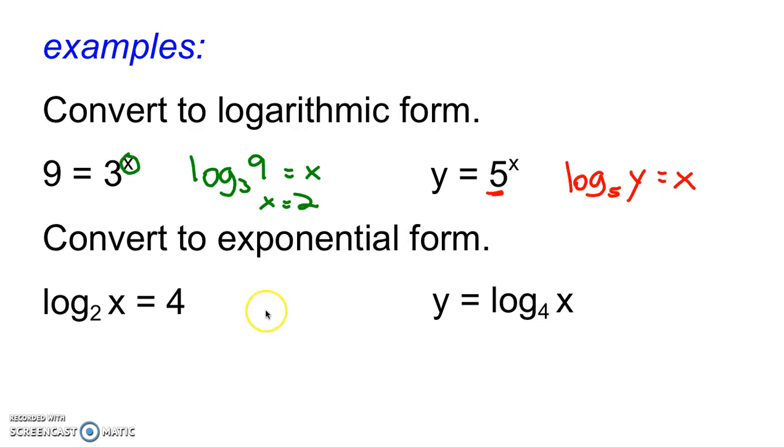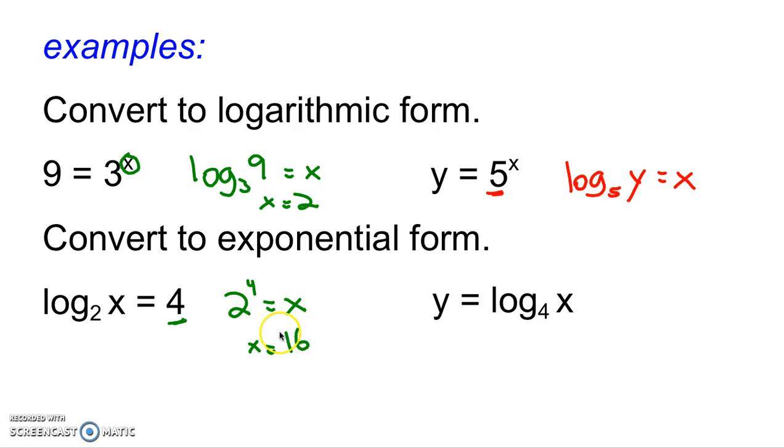Let's look at going the other direction. log base 2 of x equals 4. So the base is still going to be the base. Now the answer is the exponent. So that goes there. That means this must be equal to x. 2 to the power of 4 equals x. Well, 2 to the power of 4, you either know it or you can do it in your calculator. I know that x is 16.